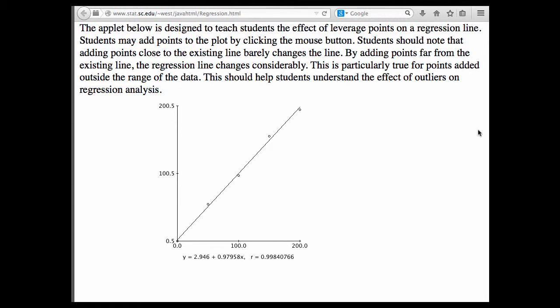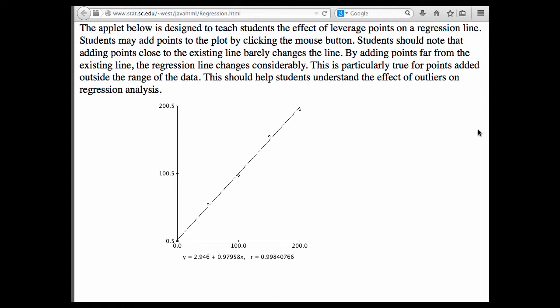Just a simple line. You notice there are 4 points there. And if you take a look at the bottom, this particular line has a regression equation of 2.946 plus 0.97958x, and a correlation coefficient value of approximately 0.998, so a pretty strong positive linear correlation in this case.